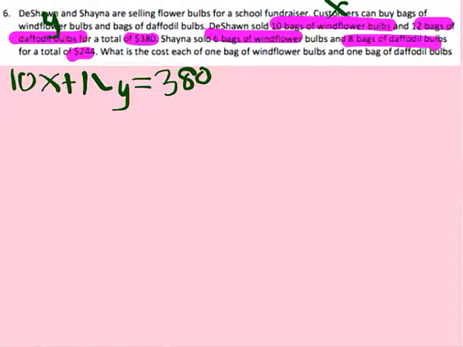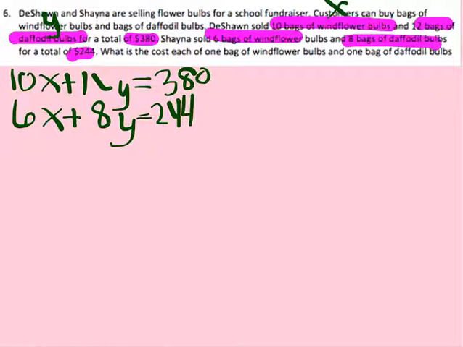So I'm going to let x represent the price of windflower bulbs, and I'm going to let y represent the price of daffodil bulbs. So at price x, Deshaun sold 10 bags. At price y, he sold 12 bags, and that was equal to $380. Now down here, Shayna sold 6 bags at price x and 8 bags at price y, and that was equal to $244.